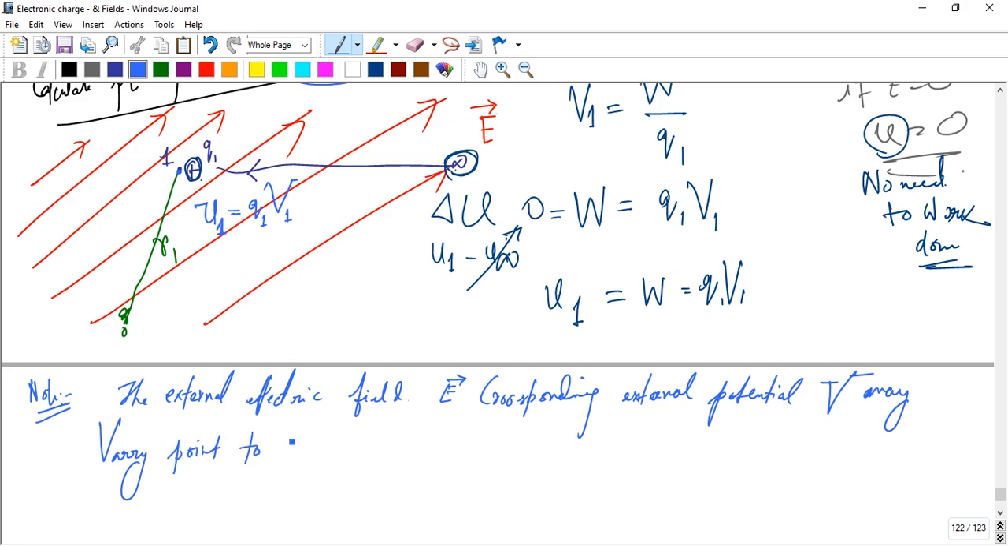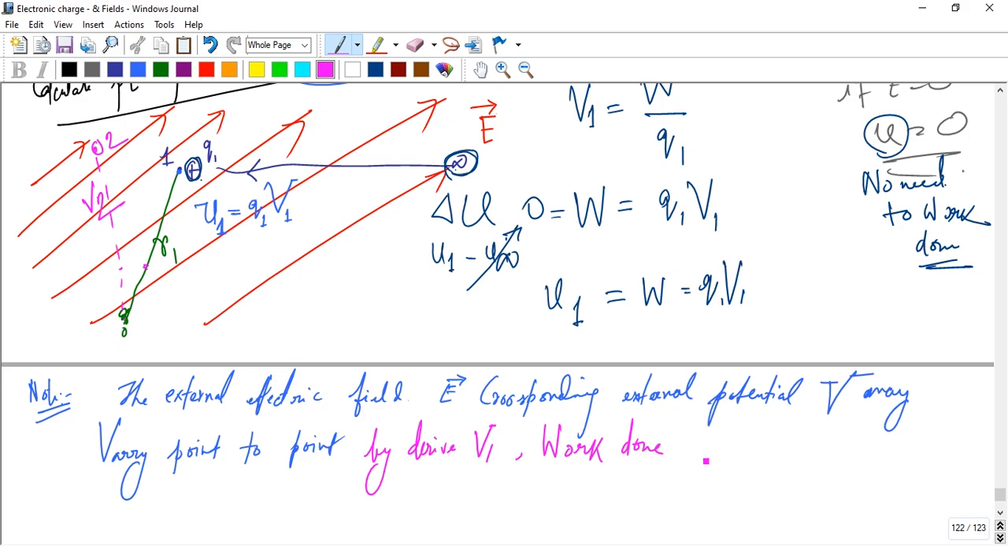Point to point. Suppose the potential at point 1 is V1 and the potential at point 2 is V2, and the difference between them is R. Okay, the difference is R. Point to point, derived. So the work done is needed.